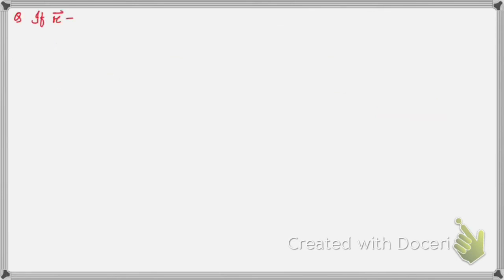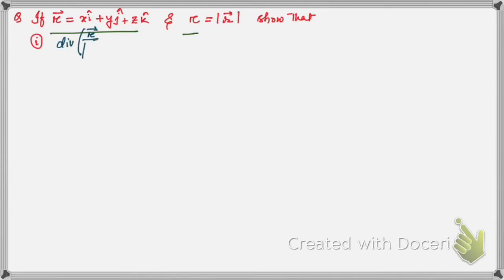So now let's solve some problems. If this R is given by this, and this is the R vector, and R, if you write simply R, that is going to represent the mod of R vector, that means magnitude of R. Then we need to show this too.